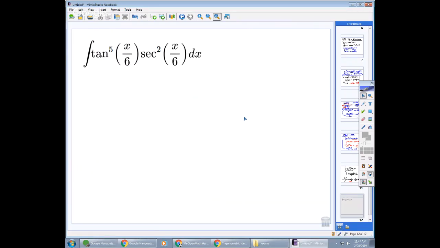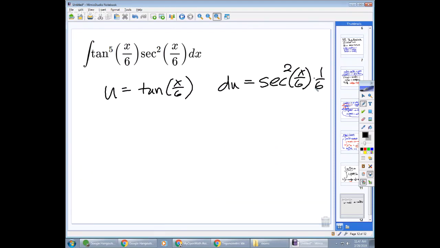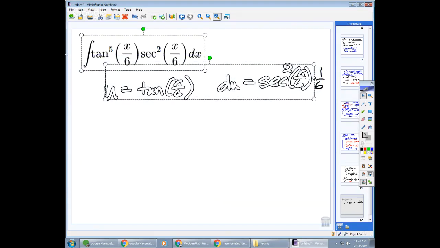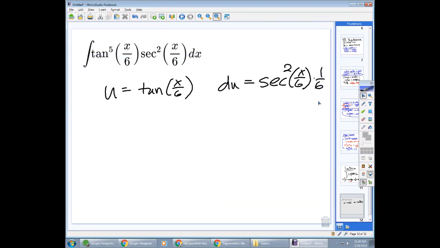So the u would be tangent. Yeah, if we let u be the tangent, right? Because u is the inner function of x over 6. Then du would be the secant squared of x over 6 times 1/6 according to the chain rule. Oh, and I'm missing my dx. Let's fix that. All right, let's see, what's the problem? I'm missing a multiple of 1/6. So you use times 6. So I could multiply 6 to the other side. So I could say this is 6 times du equals the secant squared of x over 6 dx.